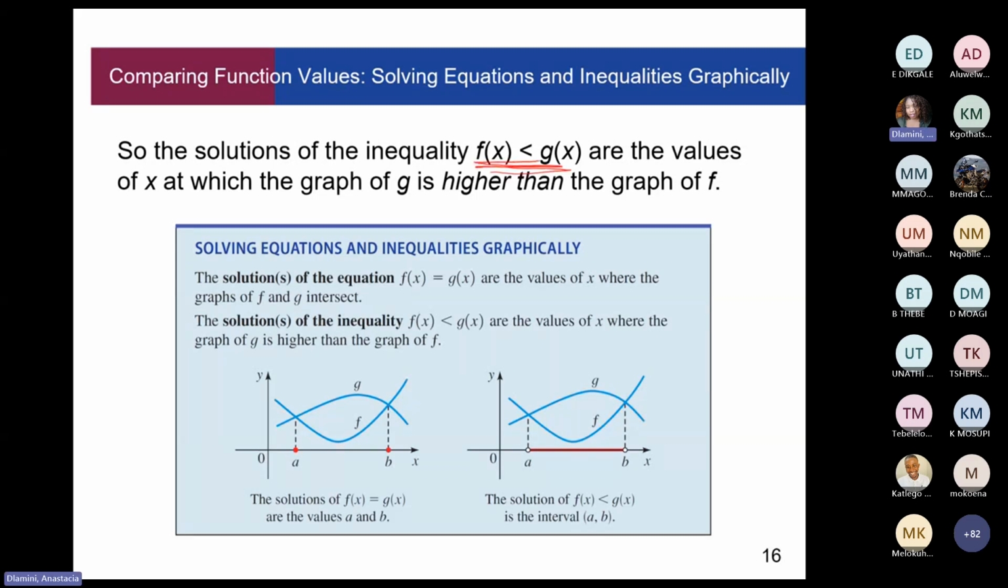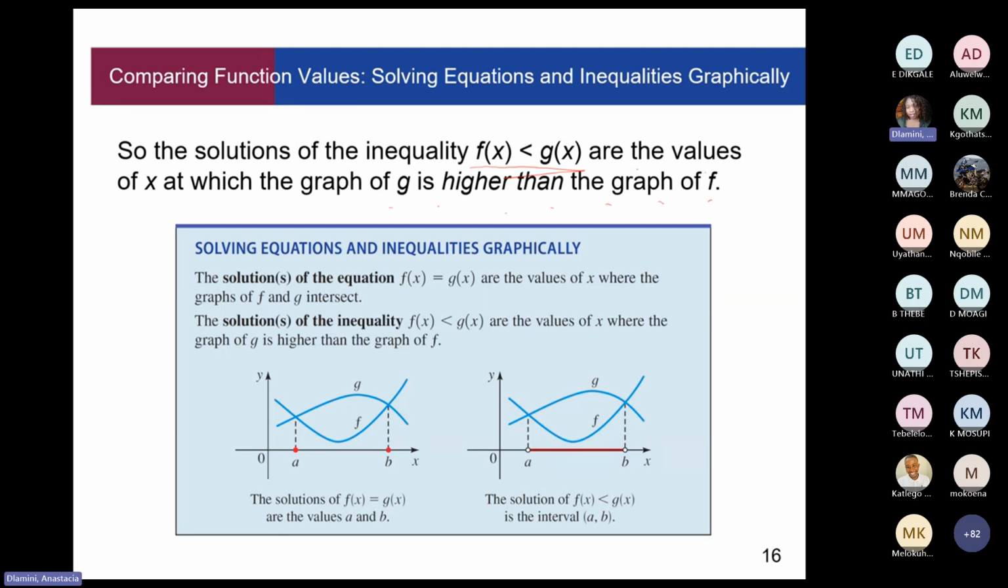They're not saying solve the inequality. They're saying use the graph to solve f of x is greater than g of x. Do you remember the question now, if you got it in grade 11 or 12? Let's sort that one. So the solution of the inequality f of x greater than g of x are values of x at which the graph of f is higher than the graph of g.